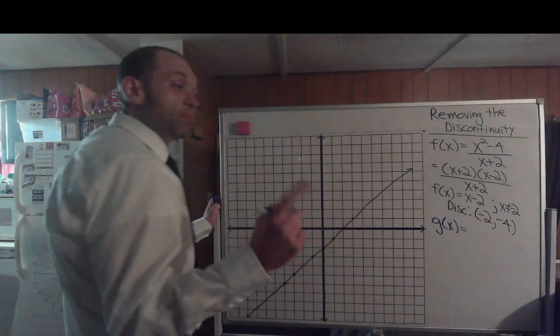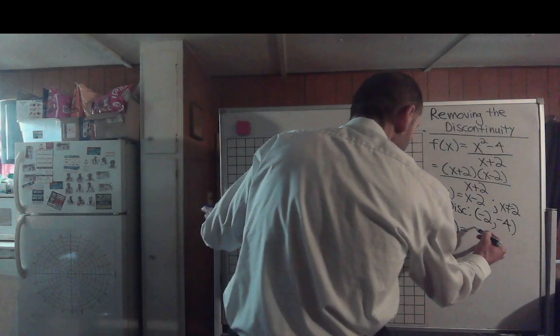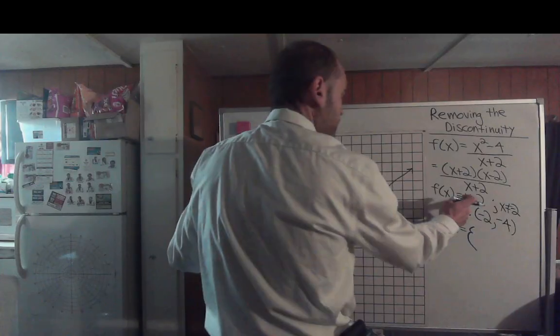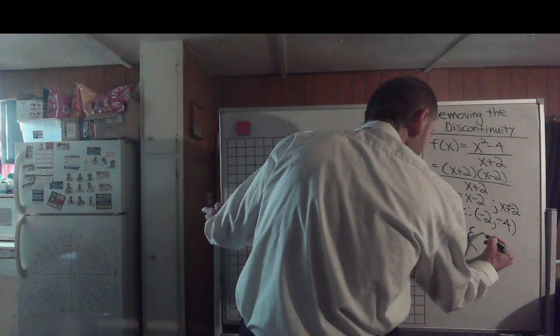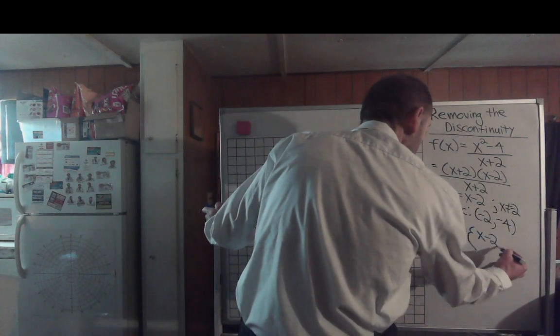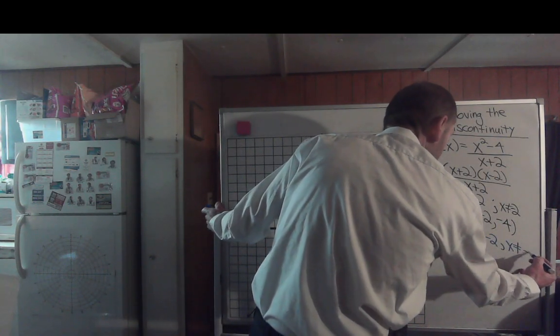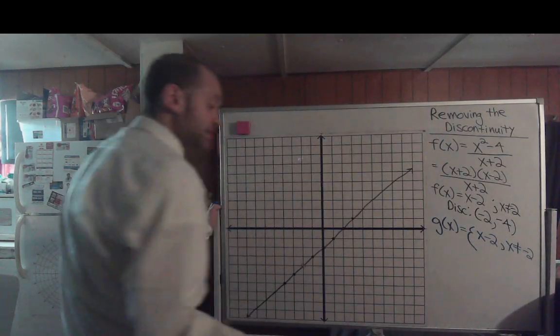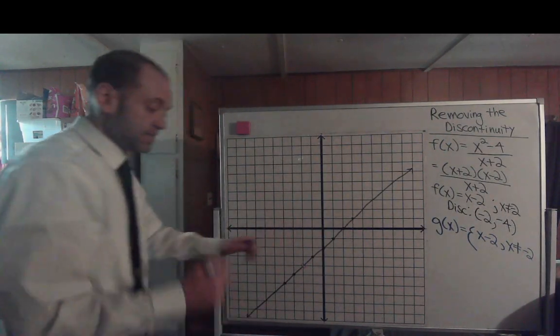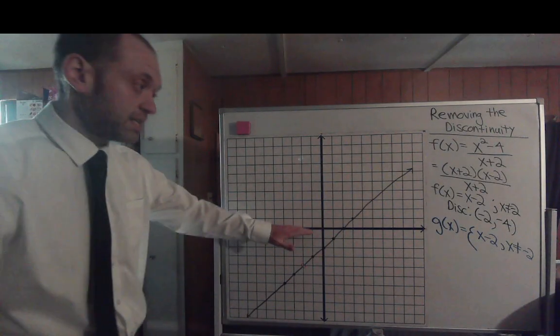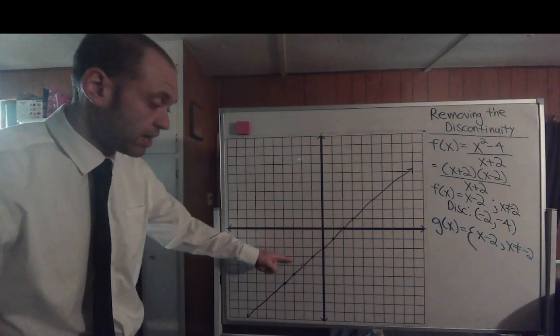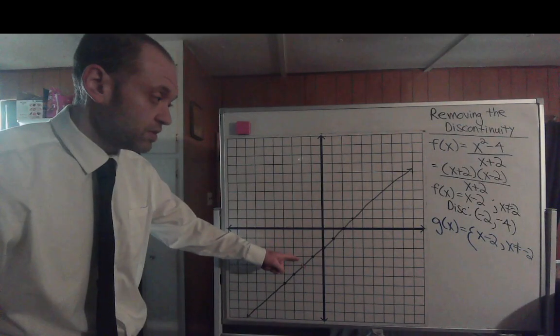What you do is you make it a piecewise function. So you take your factored form of the function, x minus 2. It's equal to x minus 2 when x is not equal to negative 2. We keep that because if you look at this, that's true. The function is equal to x minus 2 everywhere except x equals negative 2.